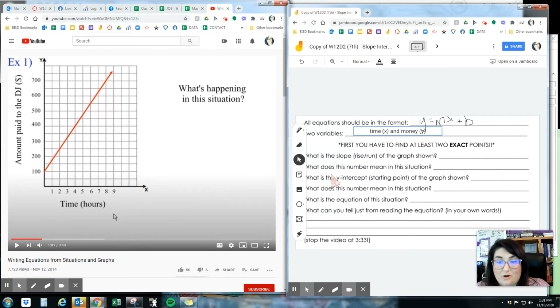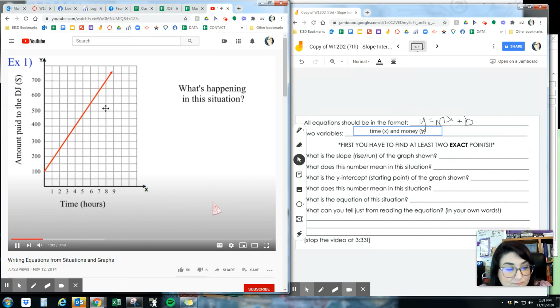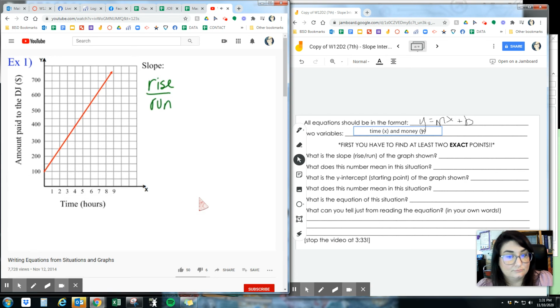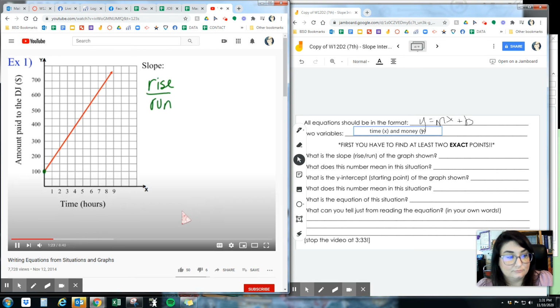All right, now on our notes, it says first you have to find at least 2 exact points. Let's see how she does that. Basically, what this graph is all about is how much per hour it's going to cost us to hire a DJ. Now that we know what we're looking for, we're going to define our 2 variables. We need to have the slope, and we know that slope is rise over run. So we're going to take a look at this graph here, and we know that it crosses right here in the corner and right there in the corner.